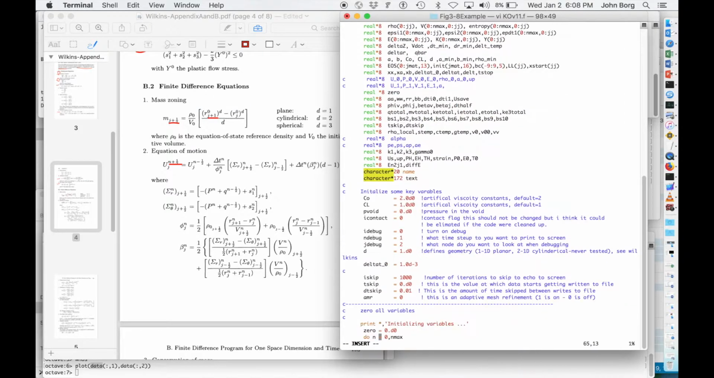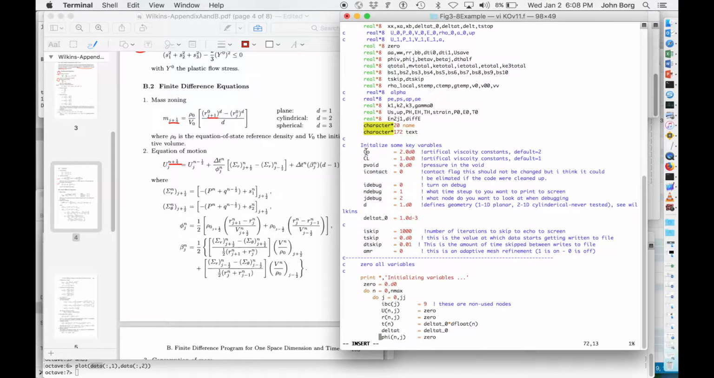Then we come down here to some kind of hard-coded variables. These are just associated with the artificial viscosity, using von Neumann type artificial viscosity. This is the void pressure. I set it equal to 0. This is a contact flag that I use to let the code know when there's contact involved. This is some debug stuff that I put in there.